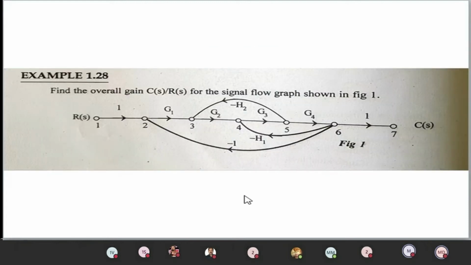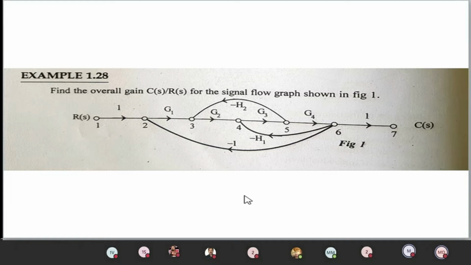Now let us take a problem. From this problem, let us understand what is a forward path, what is an individual loop, what are non-touching loops if present, and then finally how to determine the transfer function using Mason.